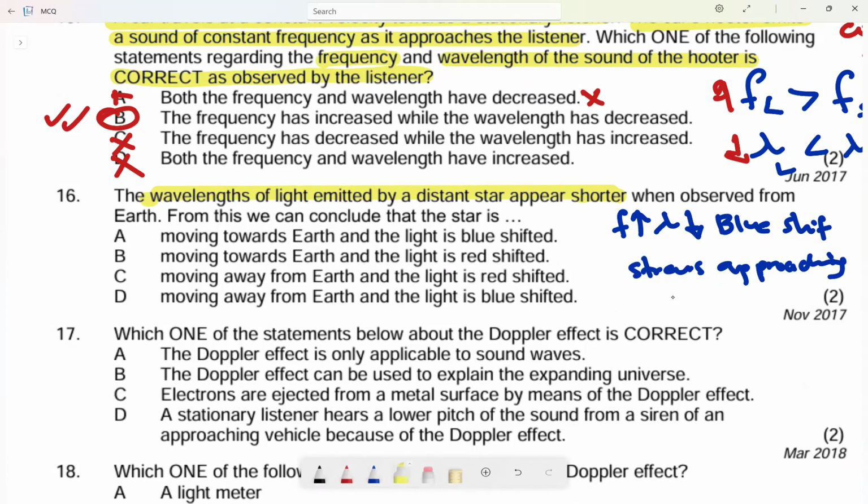They say when observed from the earth, from this we can conclude that the star is moving towards the earth and the light is blue shifted. Very correct. Now the stars are moving towards the earth. If the stars are moving towards the earth, the frequency is higher, and the distance between the stars and the earth is becoming shorter. It is moving towards the earth and the light is blue shifted. Very correct, option A. Moving towards the earth and the light is redshifted? Not redshifted. Moving away? Not moving away. So the most correct answer is A.